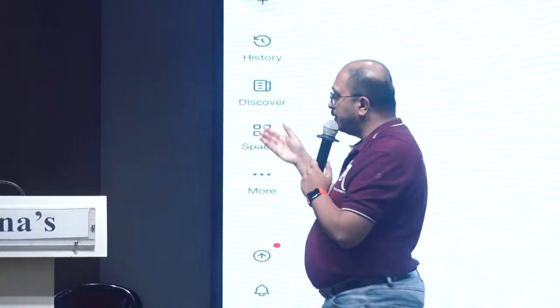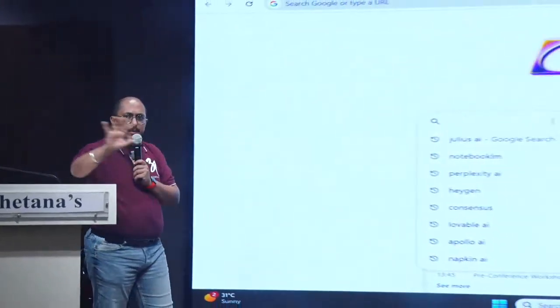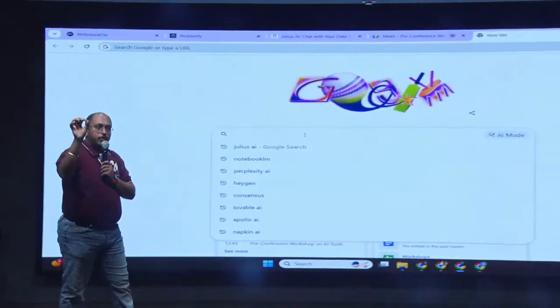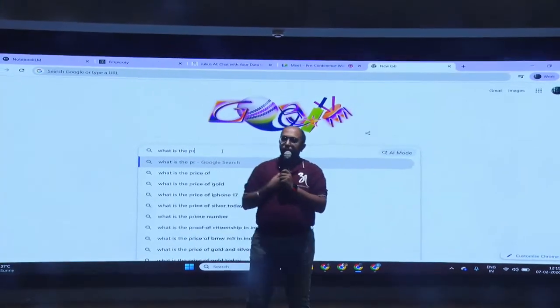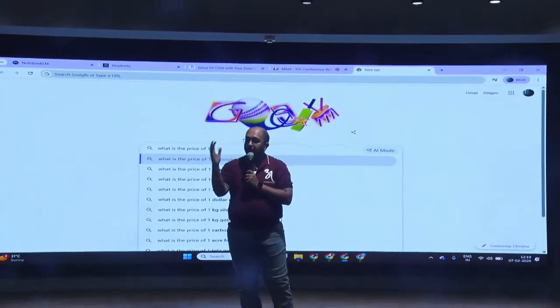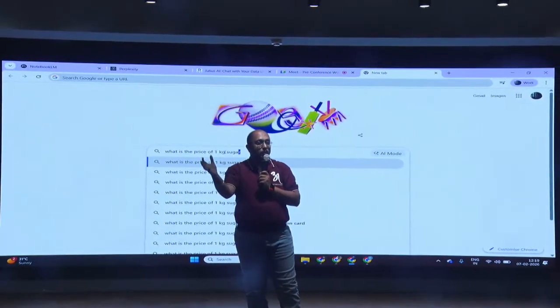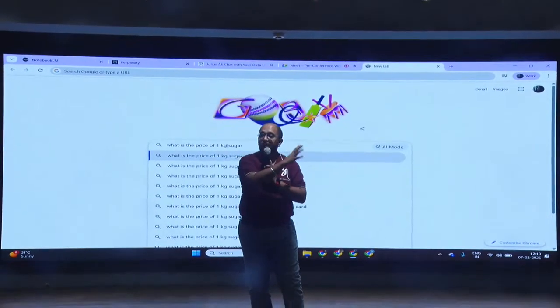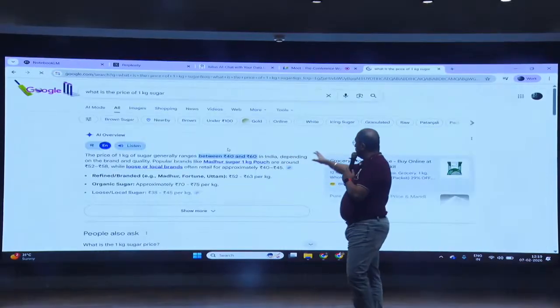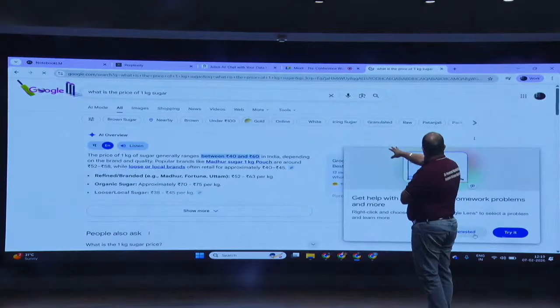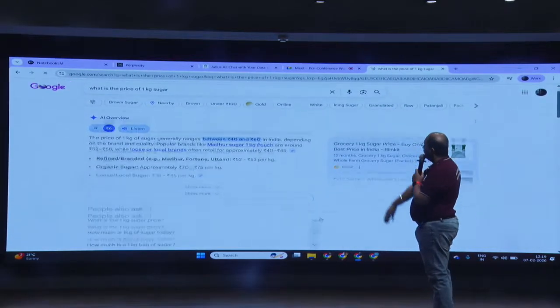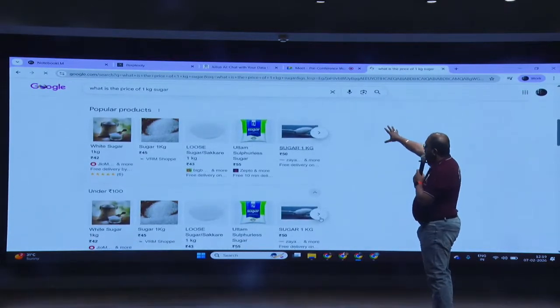Okay, so can we go to Google normal? Now I'm going to put a very simple question. What is the price of 1 kg sugar? Now let's understand how Google works versus how ChatGPT works. So what is my question? What is the price of 1 kg sugar? Okay, let's go further down. We don't want to see AI answers.